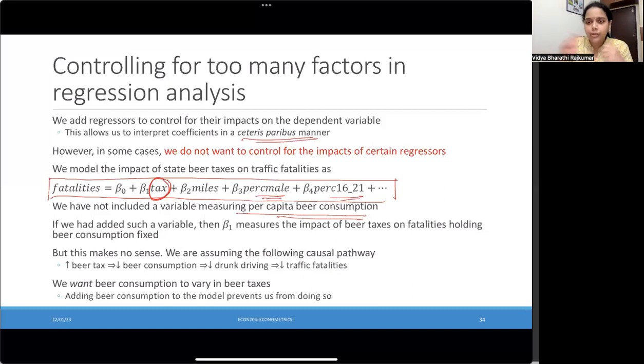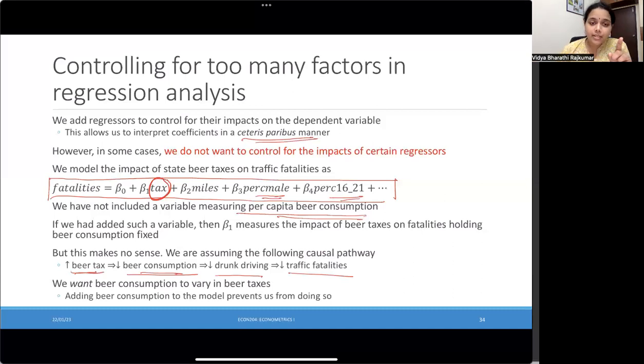Think of the pathway through which we are describing this effect. When there is a tax, if beer tax goes up, the consumption of beer will come down, and that will reduce drunk driving. So when beer tax goes up, beer consumption comes down, which further reduces drunk driving and therefore reduces traffic fatalities. So a change in beer tax will, by definition, change beer consumption.